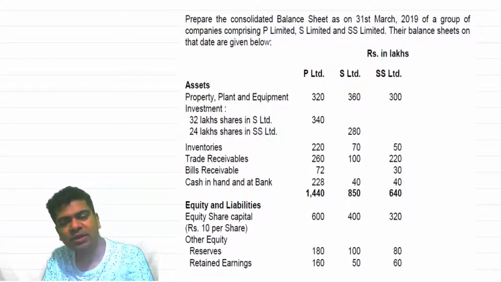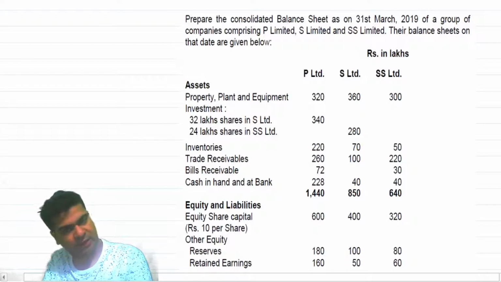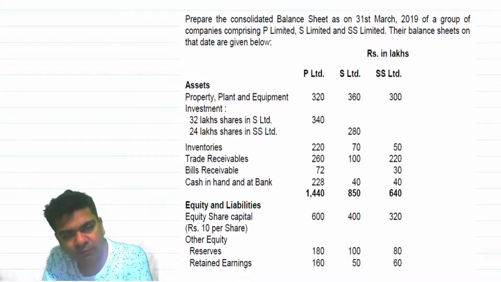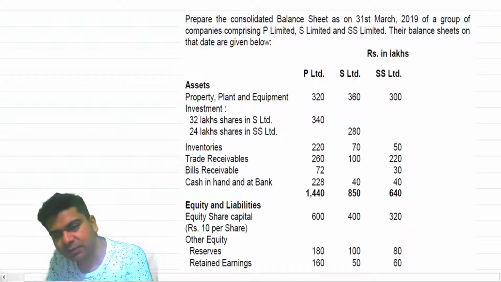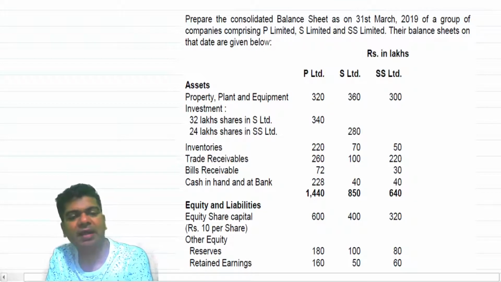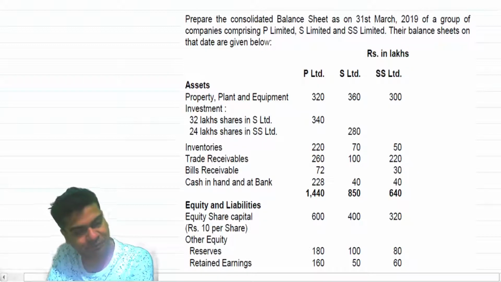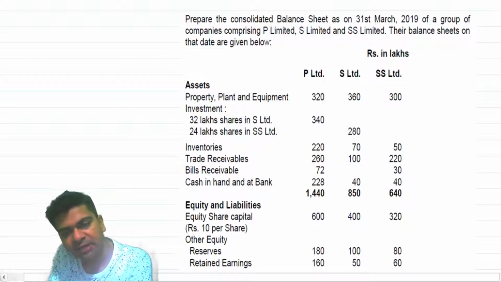Prepare the consolidated balance sheet as on 31st March 2019 of a group of companies comprising of P Limited, S Limited and SS Limited. Their balance sheets on that date are given below. So there are three companies, P Limited, S Limited and SS Limited. Figures are in lakhs of rupees.